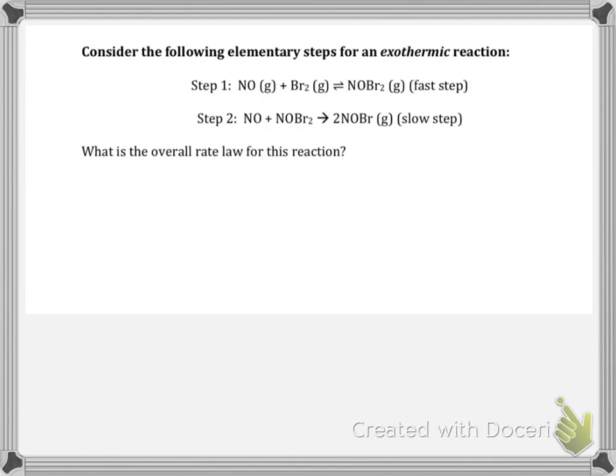Okay, now we have a mechanism, and they want us to use these 2 steps, which we can treat as elementary, to figure out the overall rate law for the reaction. They tell us our first step is fast, second step is slow, and so this will be our rate determining step. And since that's the step that determines our rate, may as well start by writing the rate law from that step's perspective.